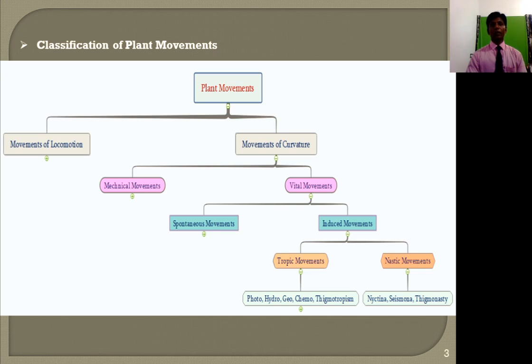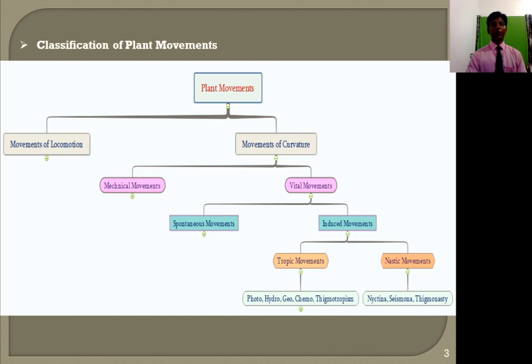Now we will see another type of the movements, movements of curvature. When a plant part or whole body slightly curved or bent is called as movements of curvature. This type of movements are seen in all the terrestrial plants. These movements are again classified into two groups, mechanical movements and vital movements.